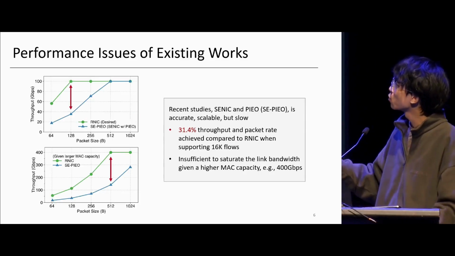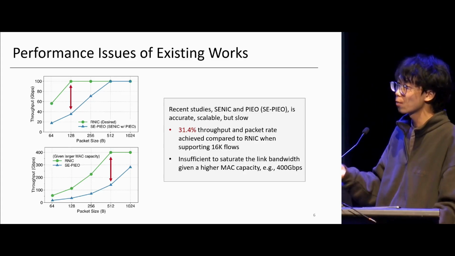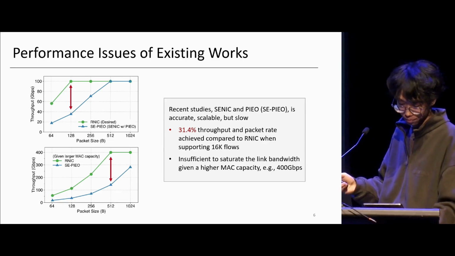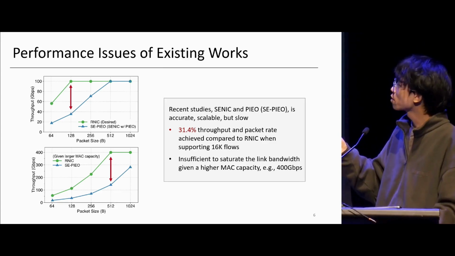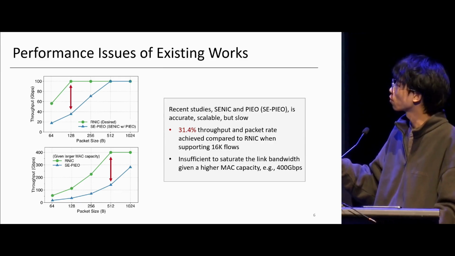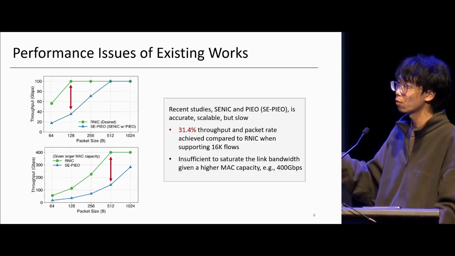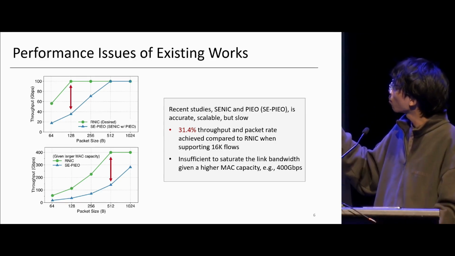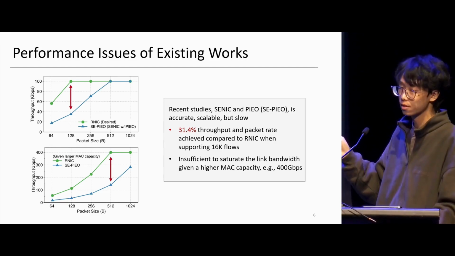On the other hand, recent studies, Senic and Pyro, design accurate and scalable rate limiters for end-host NICs. However, they are not fast enough. As shown in the first figure, it achieves only 13% throughput and packet rate compared to the RNIC when supporting 16,000 flows. When given a higher NIC capacity, like 400 Gbps, as shown in the second figure, this low packet rate makes it insufficient to saturate the link bandwidth.